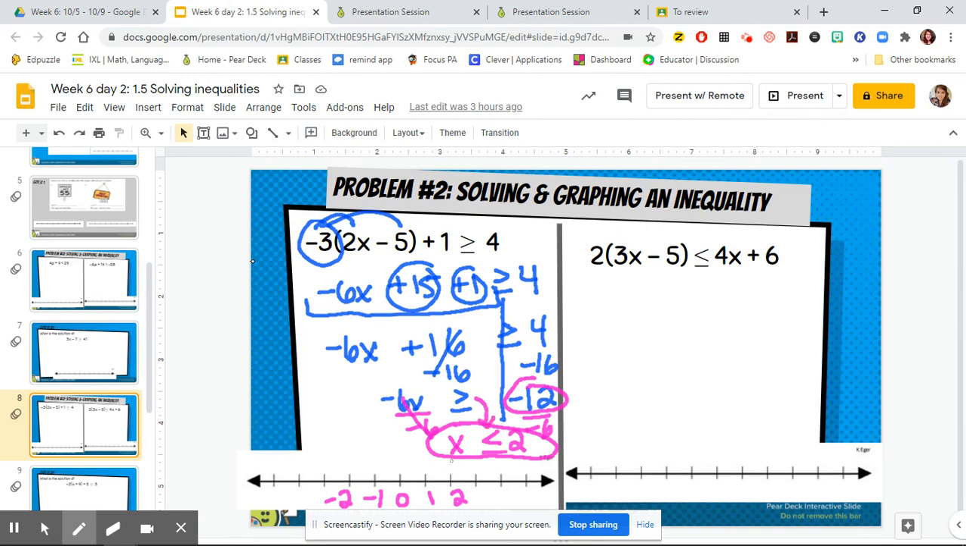Okay? Now, since there's an equal sign, it's going to be closed because I can say 2 is equal to 2. And we're also talking about any number that is going to be less than 2. So I'm going to go to the left.